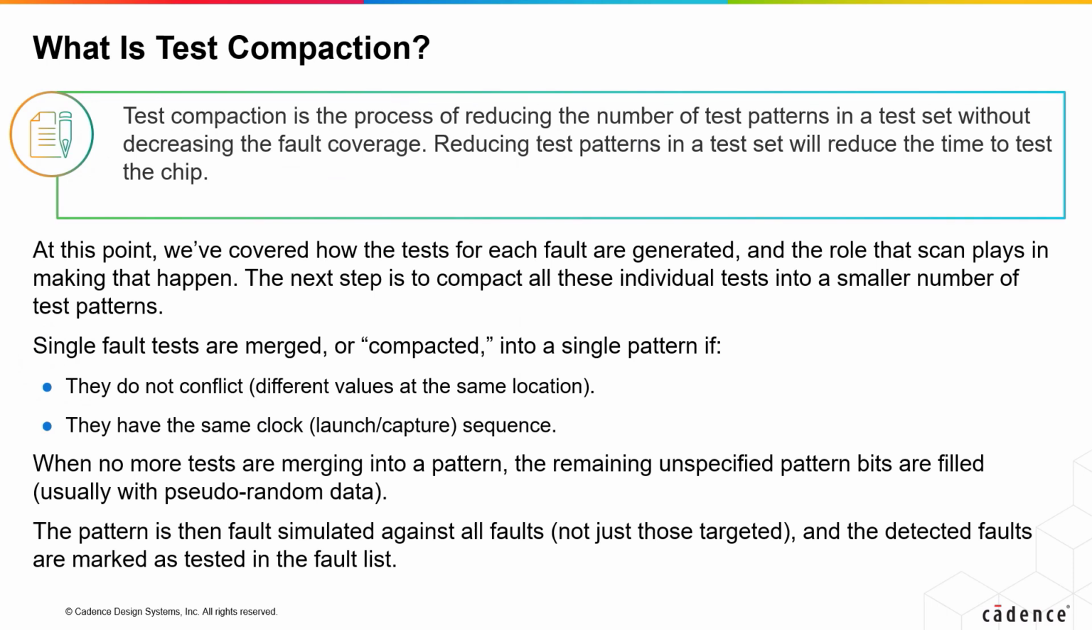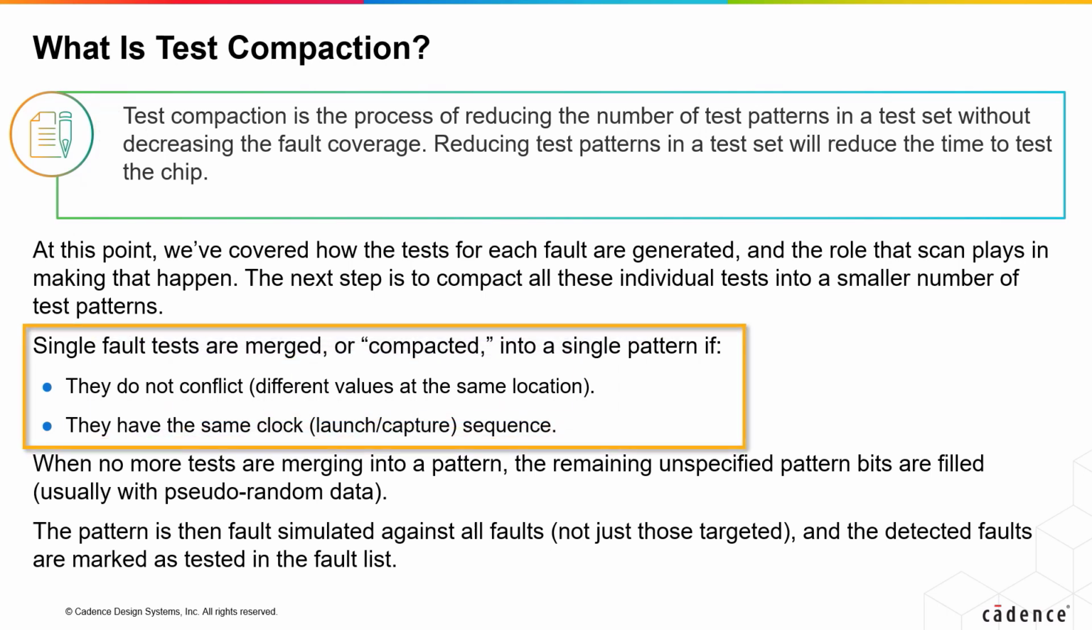At this point, we've covered how the tests for each fault are generated and the role that scan plays in making that happen. The next step is to compact all these individual tests into a smaller number of test patterns. Tests for single faults may be merged if they do not have conflicting values applied to the same primary input, and if the launch and capture clock and control sequence is the same. The scan sequence is always the same, by construction.